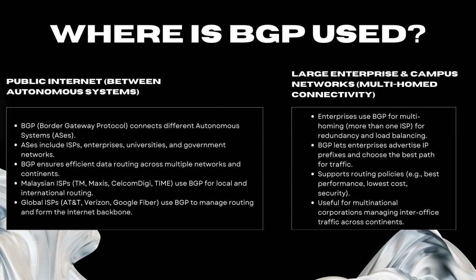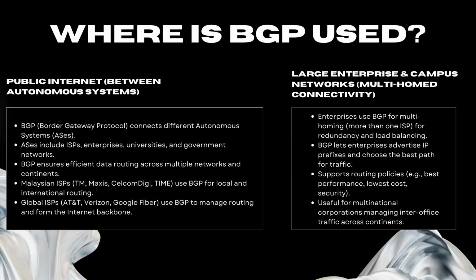The second point is large enterprise and campus networks. This is for multi-homed connectivity. BGP is also widely used in large enterprise and campus networks, especially when organizations are connected to more than one ISP. This is called multi-homing, and it helps ensure redundancy and load balancing. That way, if one connection fails, the other can take over.